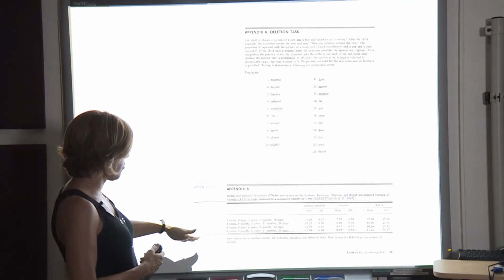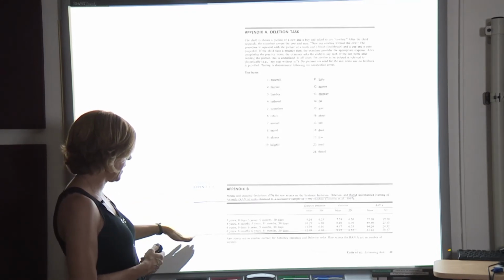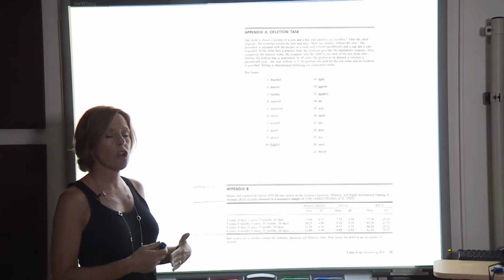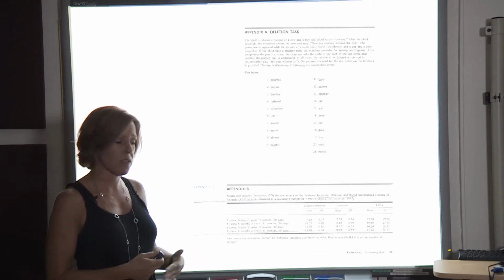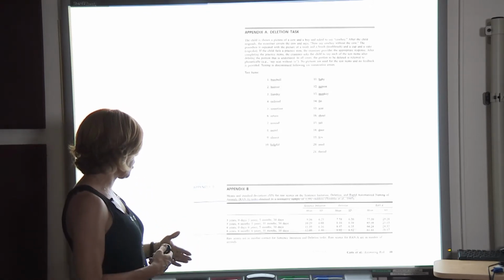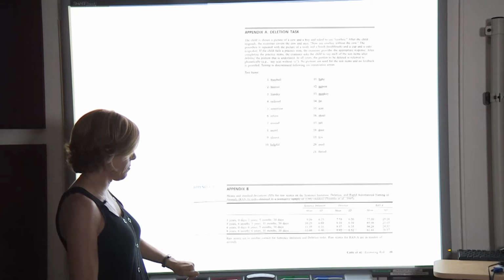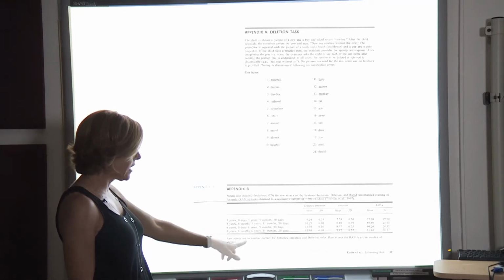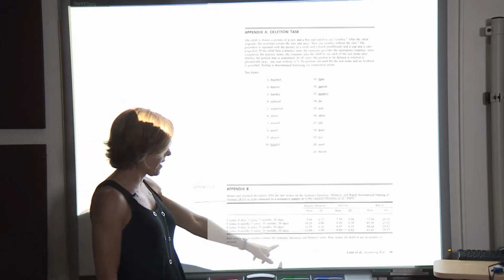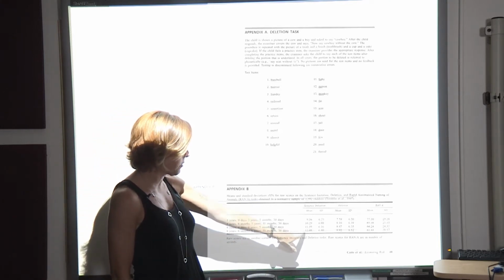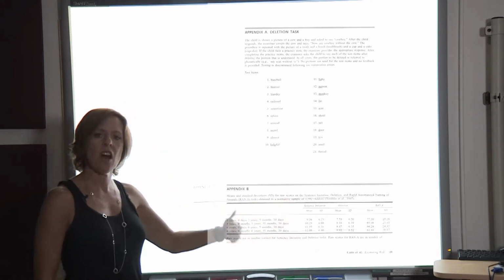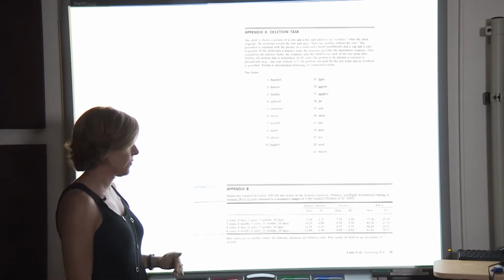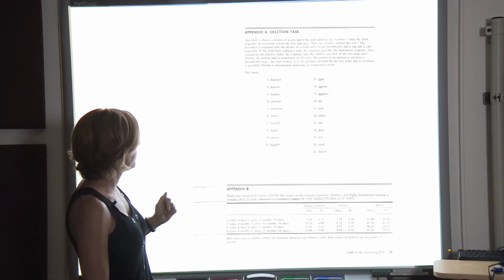And at the bottom, what we have is the Appendix B. This states where our child should be based on their age. Again, our child was 6 years and 6 months. So for the deletion task, we would like for him to be getting approximately 9 to 10 of these words correctly. So let's look and see how he did.